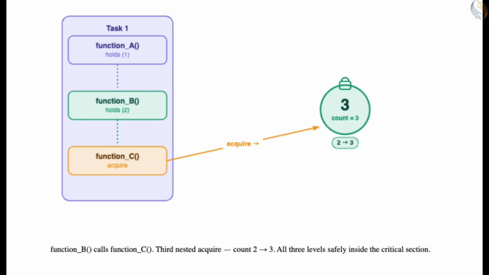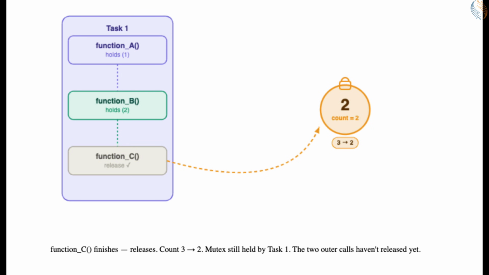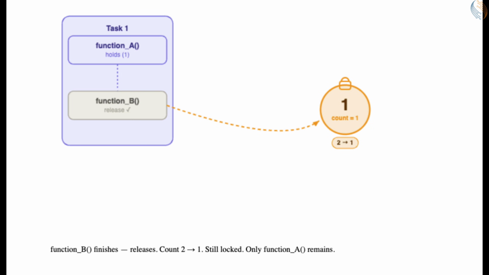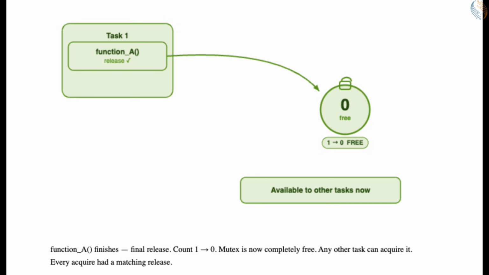So the rule with recursive mutexes is straightforward: for every acquire call, there must be a corresponding release call. If a task acquires the recursive mutex 3 times, it must also release it 3 times before another task can acquire it. A common scenario where this is useful is file handling.